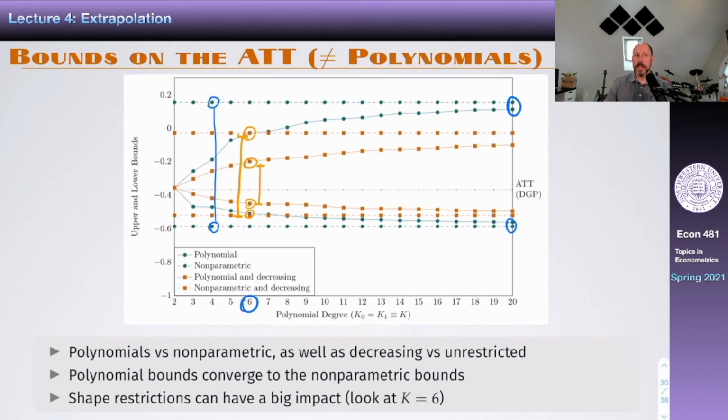And in particular, if you really care about, for example, something like 0, then the first case will be essentially including 0, be right there. Whereas in the other case, you just have a negative ATT. Okay, so the shape restrictions really matter in a lot of these cases. And even as you move along, there's quite a noticeable difference, for example, in the upper bound, when you assume that things are decreasing or not. Of course, you have to believe that there are reasons to impose such an assumption. So polynomial bounds converge to the non-parametric bounds. I already said that. And shape restrictions can have a big impact. Look at k equal to 6. We did that already.